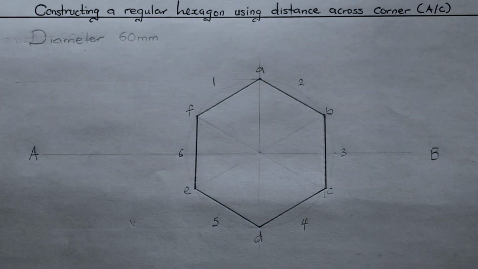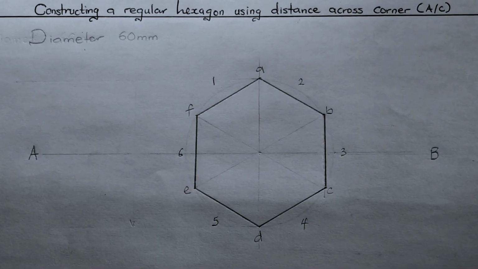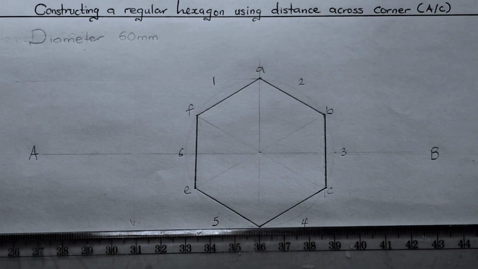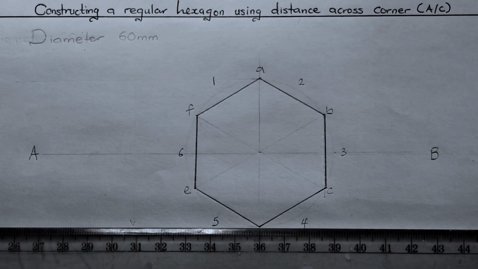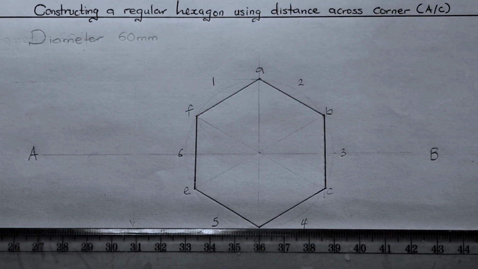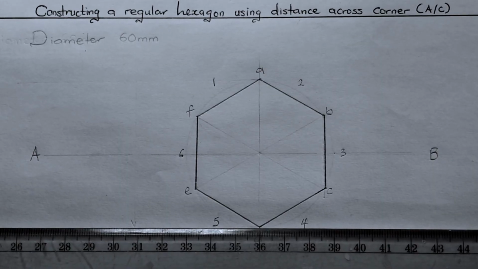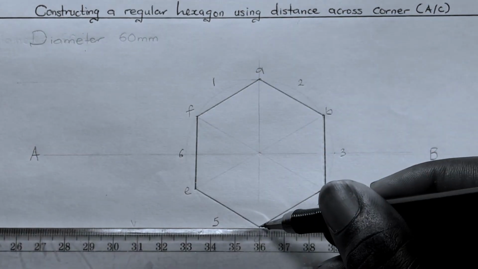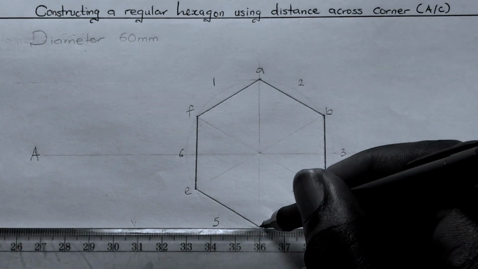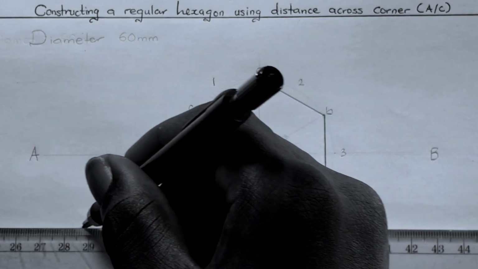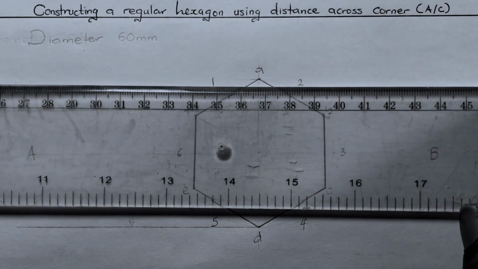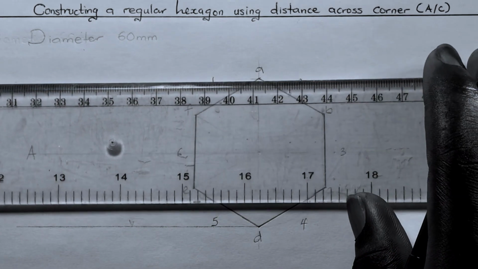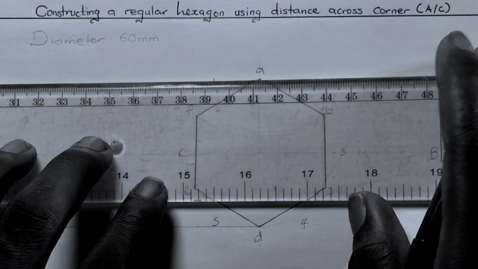So the next thing to do is to showcase our hexagon to indicate that this particular diagram is across flat. So at the top and lower edge of the hexagon, we use a thin line to extend both edges towards the left side of the paper.